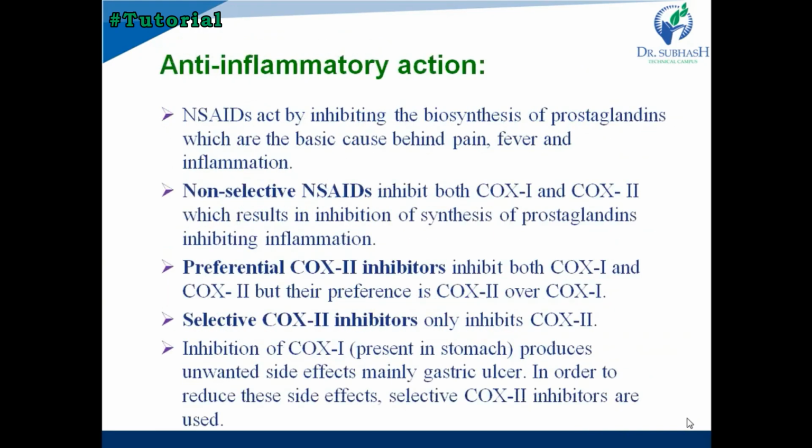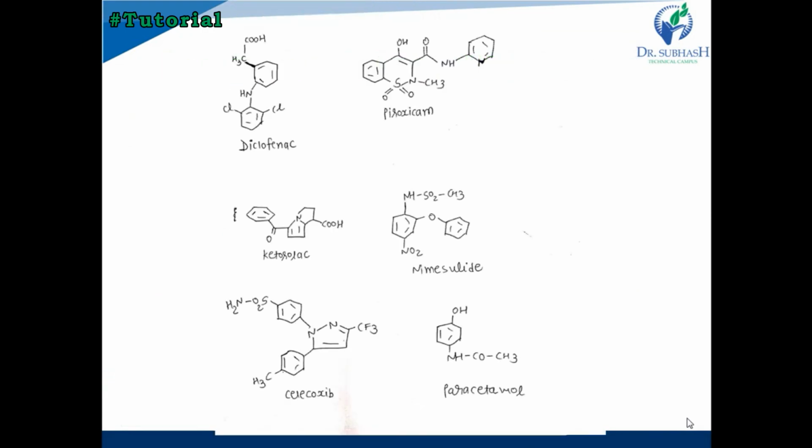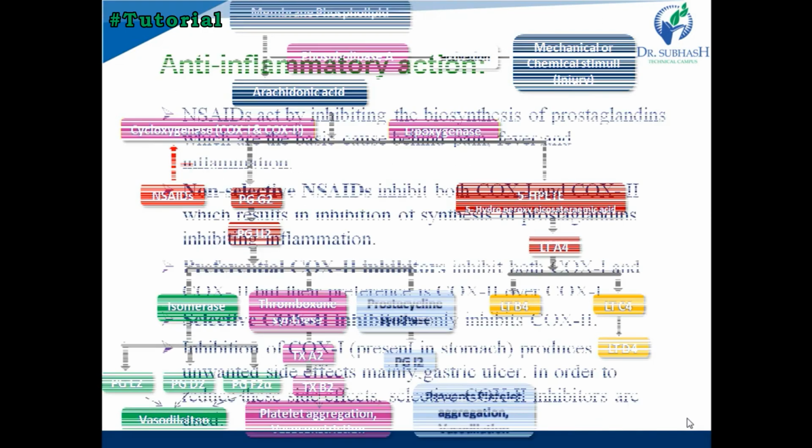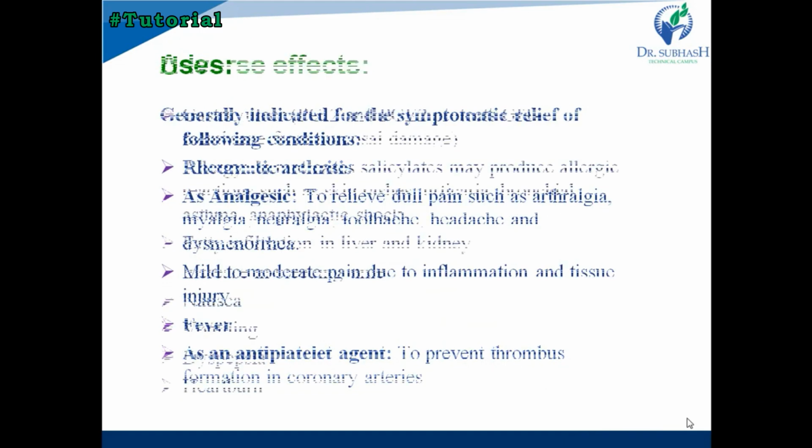Here see, thromboxane synthase gives thromboxane A2 and thromboxane B2, which are responsible for platelet aggregation. And platelet aggregation means thrombus formation. So the cyclooxygenase enzyme is blocked, so this thromboxane cannot be produced. So the thrombus formation is inhibited. That's why NSAIDs are used as an antiplatelet agent.